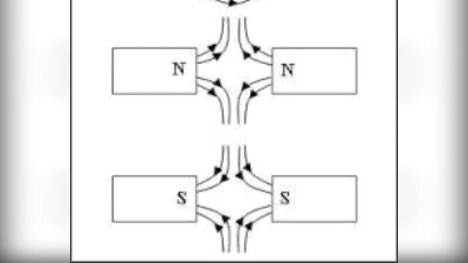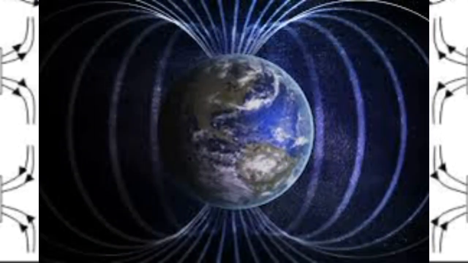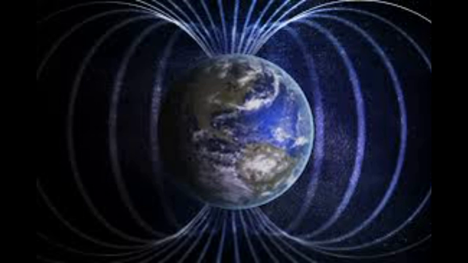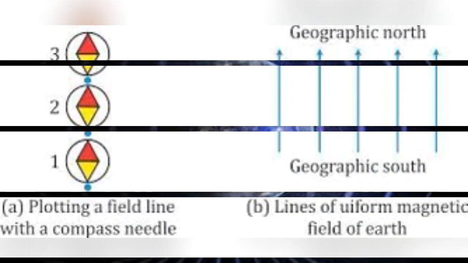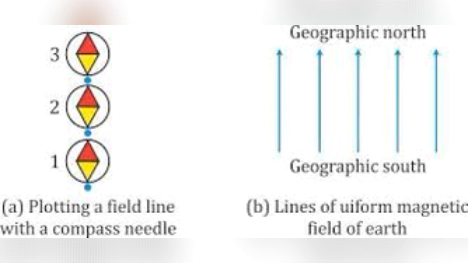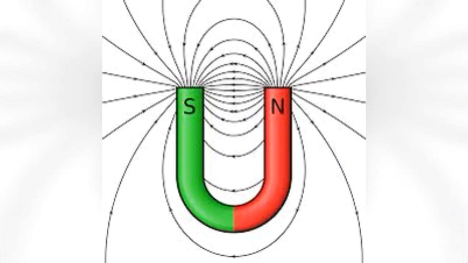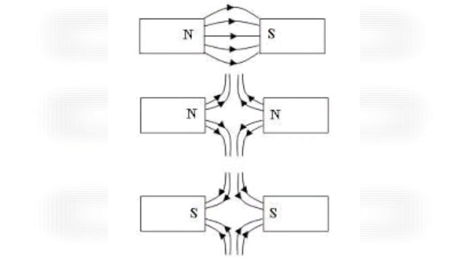My dear children, today we have learned the evidence of Earth's magnetic field, the plotting of uniform magnetic field lines of Earth, and the plotting of non-uniform magnetic field lines of different magnets.